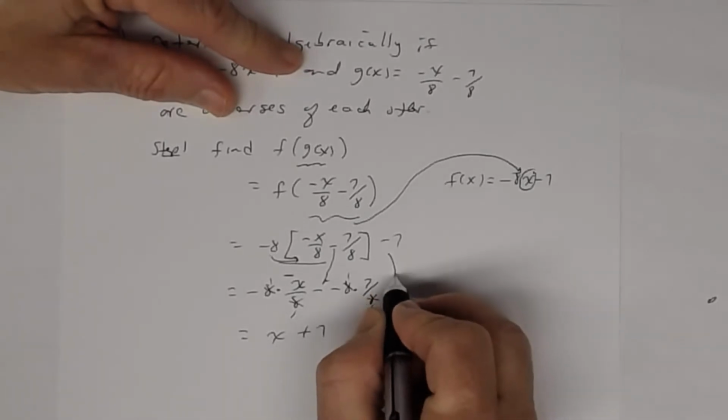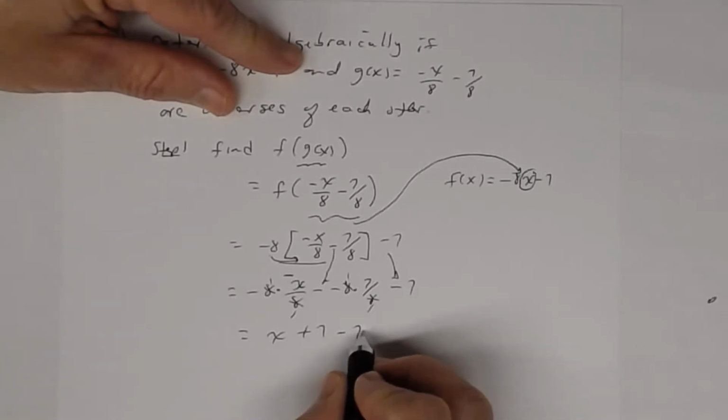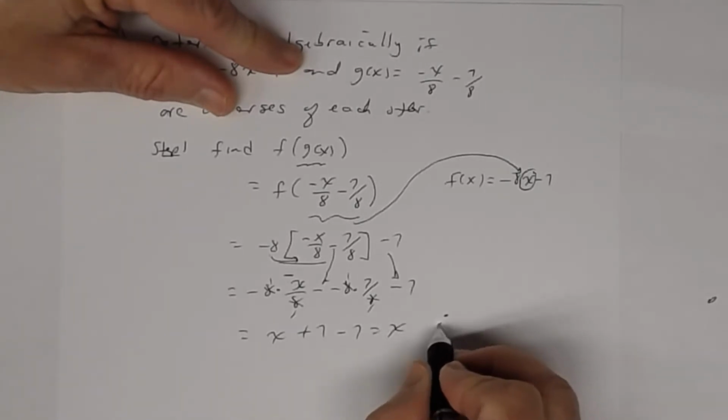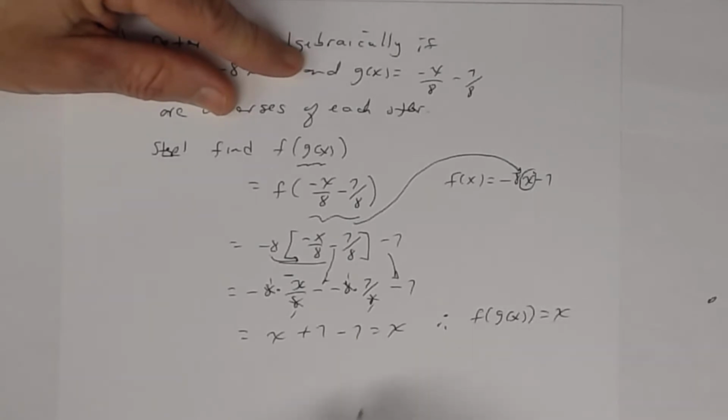Oops, and don't forget I forgot to subtract 7. And then subtract 7. And then the 7's cancel out. And so you're left with x. So therefore, f of g of x is equal to x.